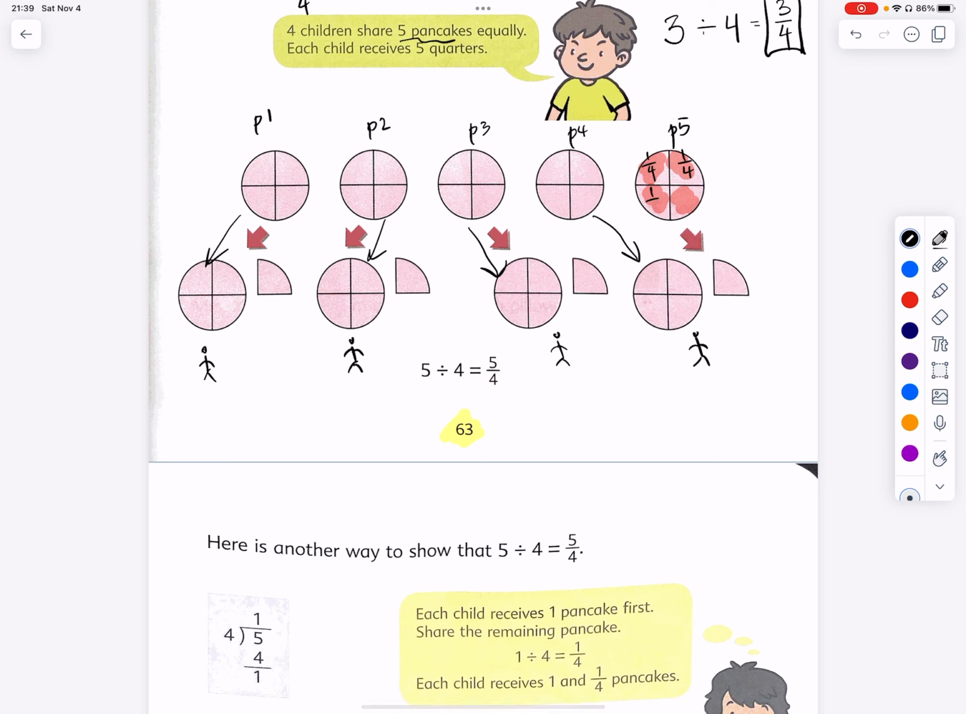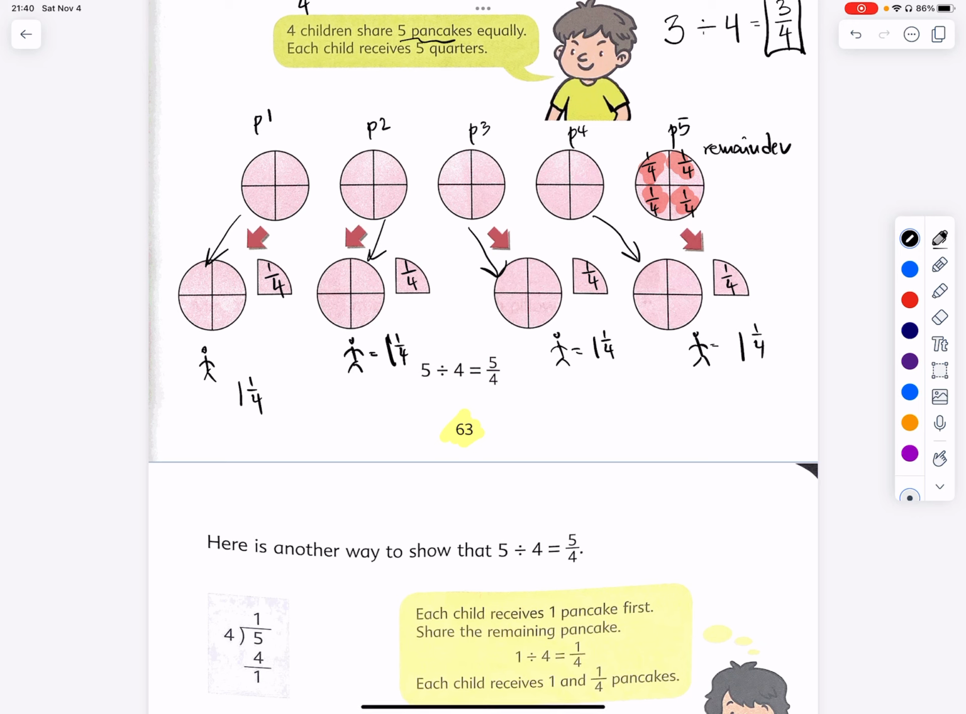So we can give 1 tiny piece, 1 quarter, in addition to each of the kids, right? We call it the remainder. This is our remainder. What do we do with the remainder? We just keep dividing it. And what do we have? Each child got 1 and a quarter of a pancake.